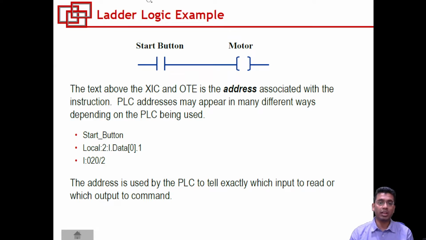Now suppose this is one XIC instruction and this is one OTE instruction. Which input does this XIC belong to, and which output OTE instruction does this control? Okay, so you basically have an address of every XIC and OTE element that is present in the rung of a ladder logic diagram, and there are different ways to assign an address.